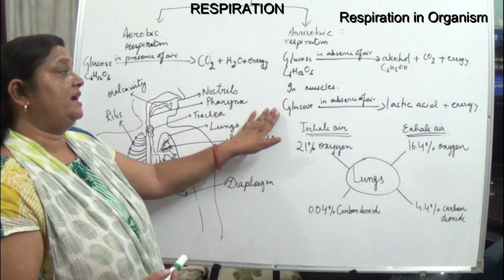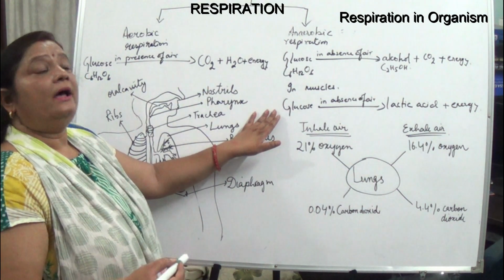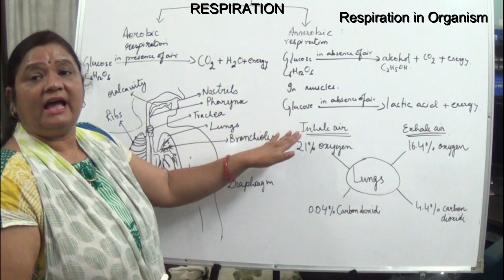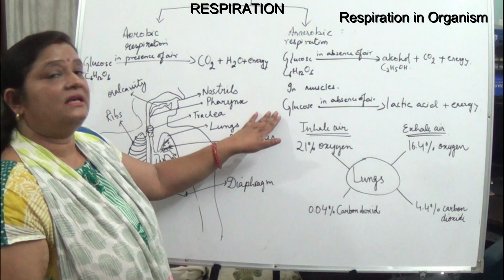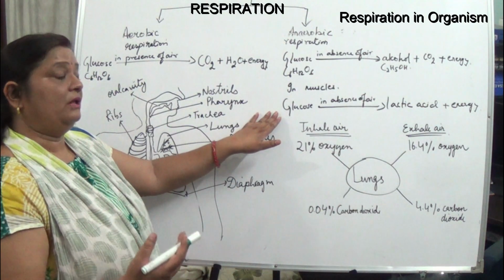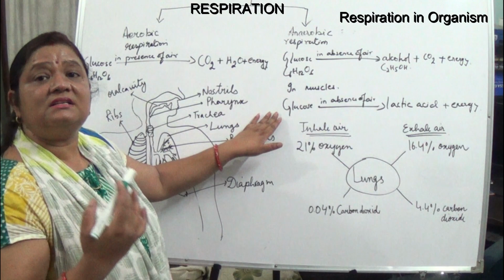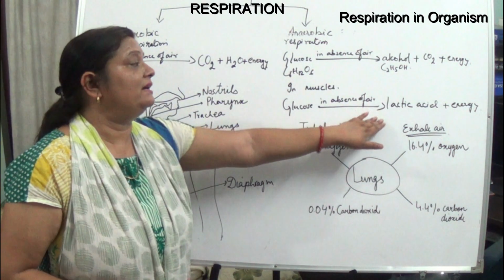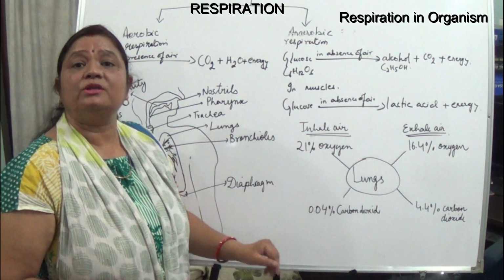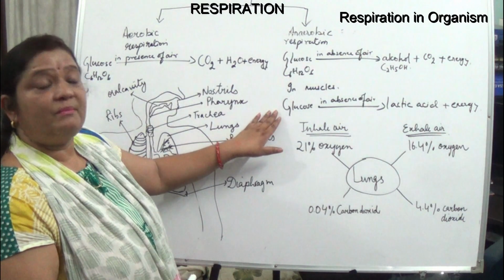After a lot of exercise, what happens? In the cells, energy is produced in the absence of air. That much air is not supplied to the cells, so the glucose breaks down into what? Here the muscle cells respire anaerobically to give out lactic acid and energy. Here also less energy is produced. This happens in the muscle cells.